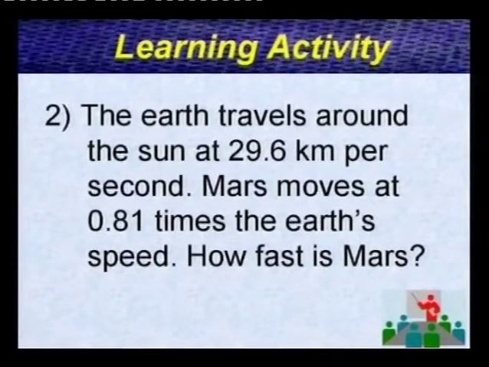So I'd like the answer to this question. The Earth travels around the Sun at 29.6 kilometers per second. Mars moves at 0.81 times the Earth's speed. How far is Mars? So the question is there on the board.